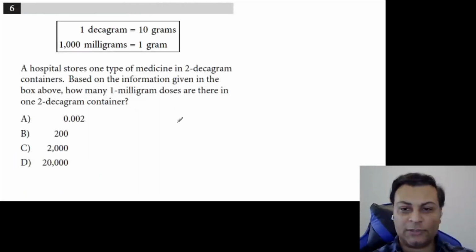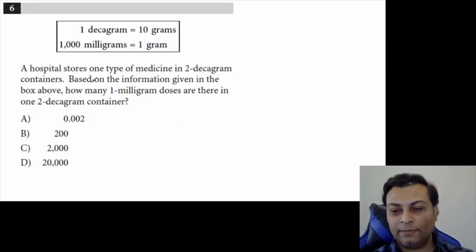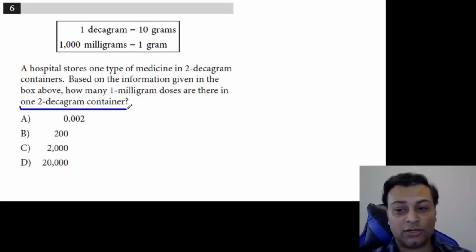Question 6. A hospital stores one type of medicine in 2 decagram containers. They tell you 1 decagram is 10 grams and 1,000 milligrams is 1 gram. Based on the information given in the box above, how many 1 milligram doses are there in one 2 decagram container? What we'll do is a conversion. We'll start with 1 container. That means it contains 2 decagrams.